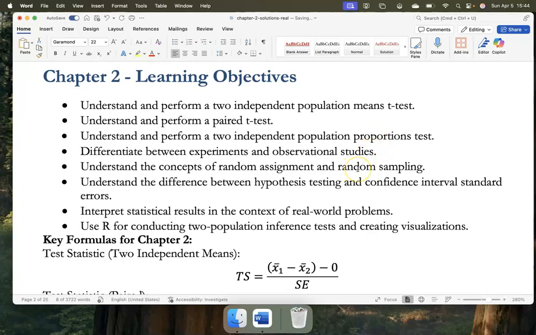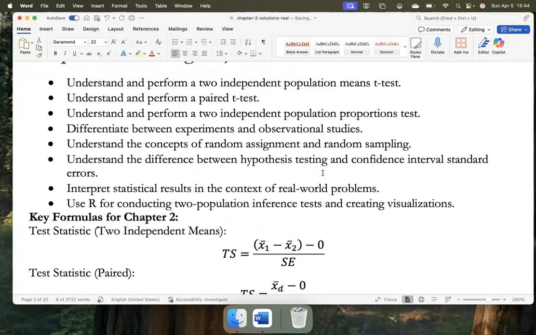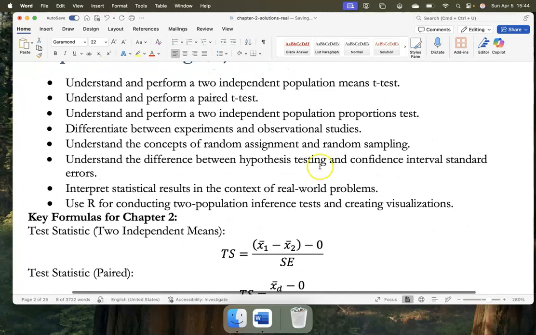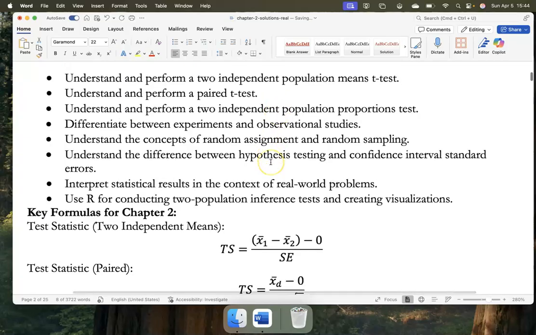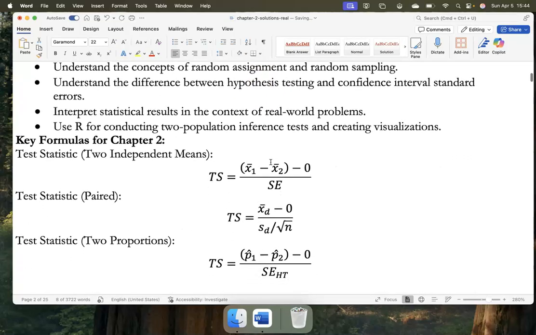Ideally, after this, you should be able to determine the difference between an experiment and an observational study, random assignment and random sampling, hypothesis testing, and confidence intervals regarding these techniques, and the implications of zero.